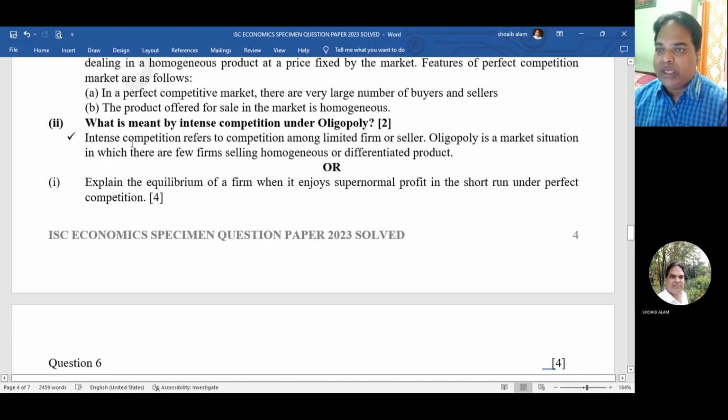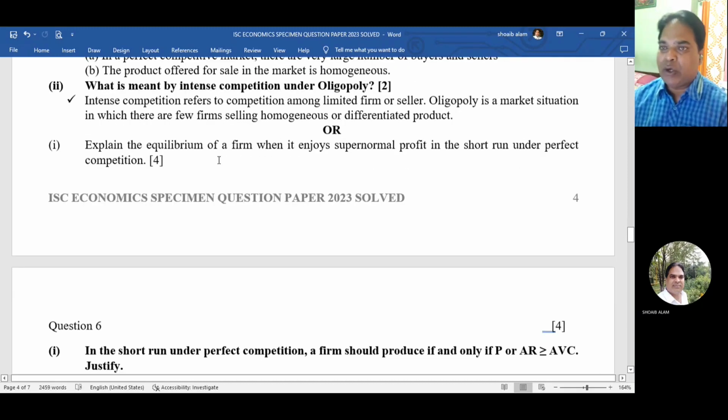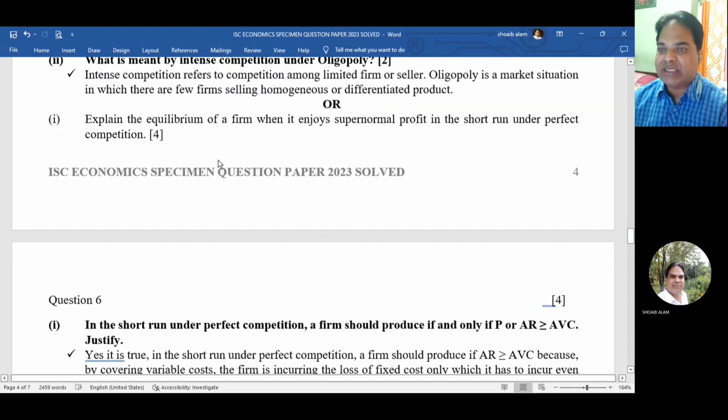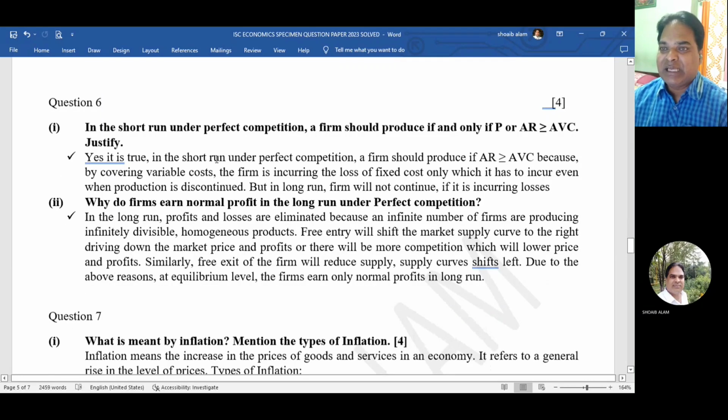Number 2, what is meant by intense competition under oligopoly? Intense competition refers to competition among limited firms or sellers. Oligopoly is a market situation in which there are few firms selling homogeneous or differentiated products. Okay, and the next one I did not do. So next, question number 6.